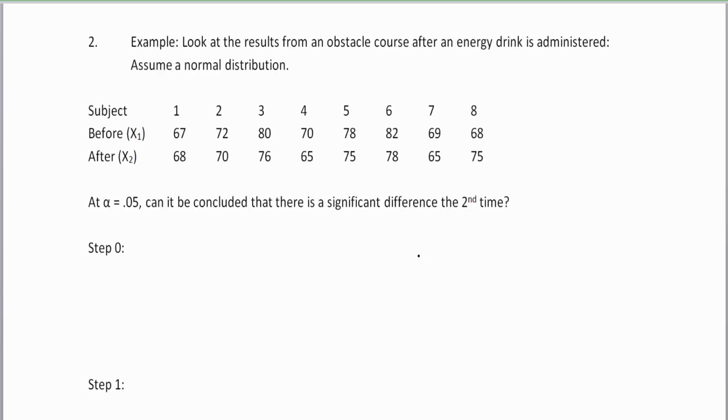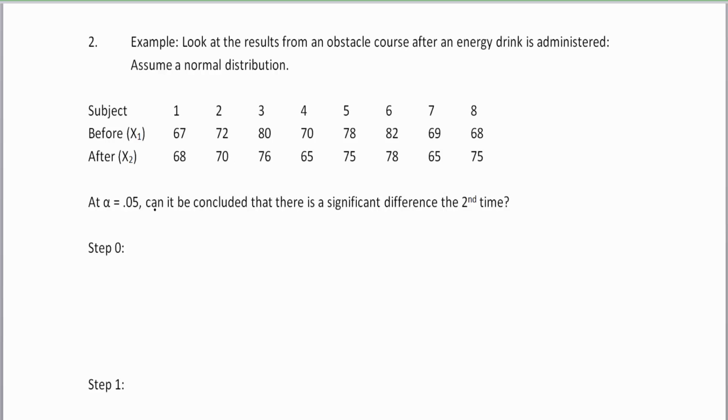Let's look at the results from an obstacle course after an energy drink is administered. Assume normal distribution. So this is probably some energy drink trying to say people did an obstacle course and then we gave them our energy drink and then they improved based on that. That is a real faulty premise here to say that possibly practicing the second run through an obstacle course might actually be more impactful than drinking an energy drink. But okay, it is sketchy, but let's just go through this example here.